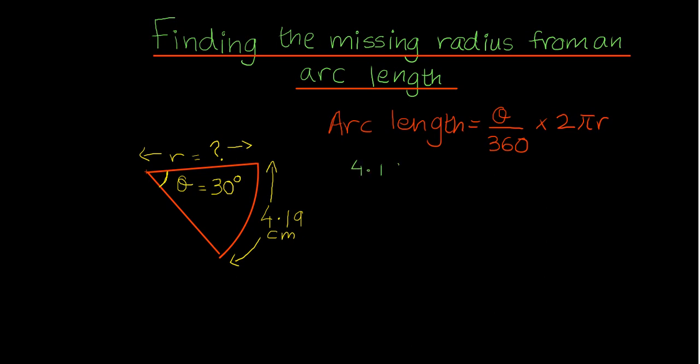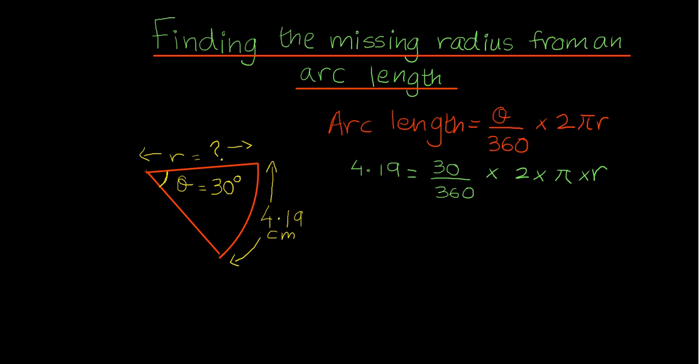4.19 centimeters is equal to the value of theta, which is given to me as 30 over 360 times 2. I'm going to leave the value of pi as pi itself times r, and the reason for this is this reduces any rounding errors that I could possibly have.